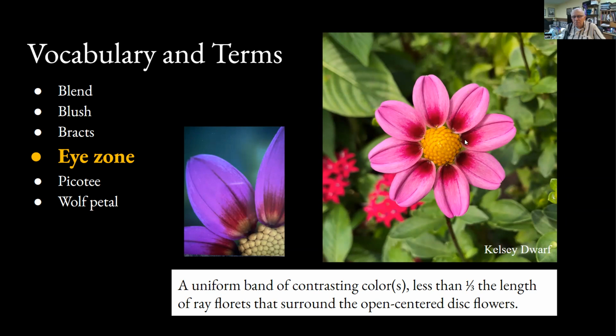This one's absolutely beautiful. This is Kelsey Dwarf. Absolutely beautiful, don't you think? Love it. I don't know what this one is over here on the left. Oh, so it does say uniform band of contrasting color, less than a third the length of the ray florets that surround the open centered disc flowers. Nice.